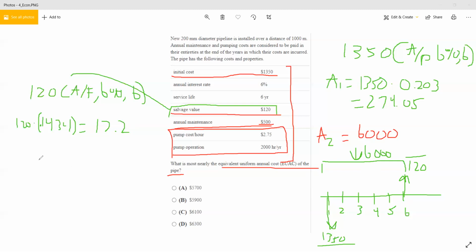Let's use 274.05 cost minus 6K plus 17.2. Does that make sense? Yep, since the salvage value is a positive number. The closest value that I got would be about 6,300. 6257 is what I got.